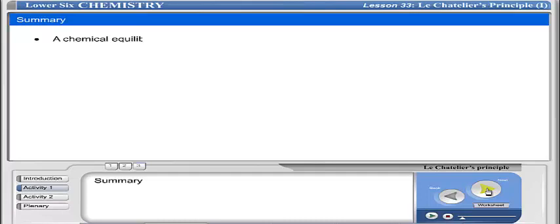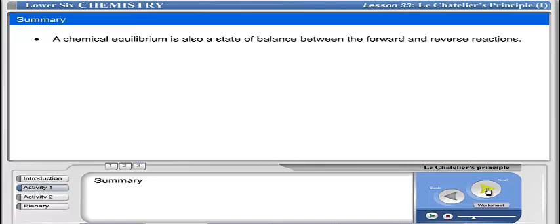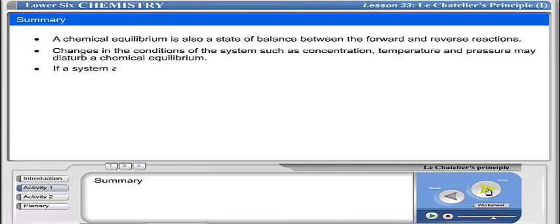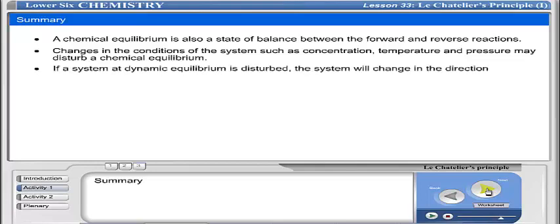Summary: a chemical equilibrium is a state of balance between the forward and reverse reactions. Changes in the conditions of the system such as concentration, temperature, and pressure may disturb a chemical equilibrium. If a system at dynamic equilibrium is disturbed, the system will change in the direction which tends to reduce the disturbance, whereby the equilibrium is restored.